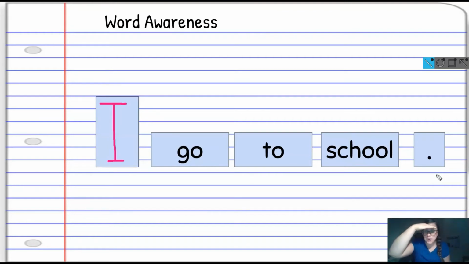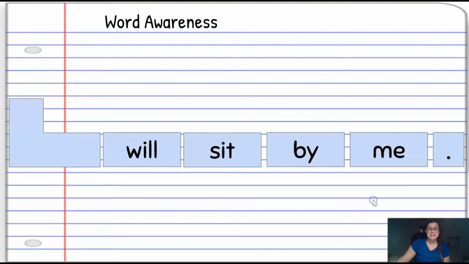Look out. Where's the sight word of the week? What's the sight word of the week in my sentence? Did you say to? You're right. Wow, I can't trick you guys. Let's go to the last sentence.